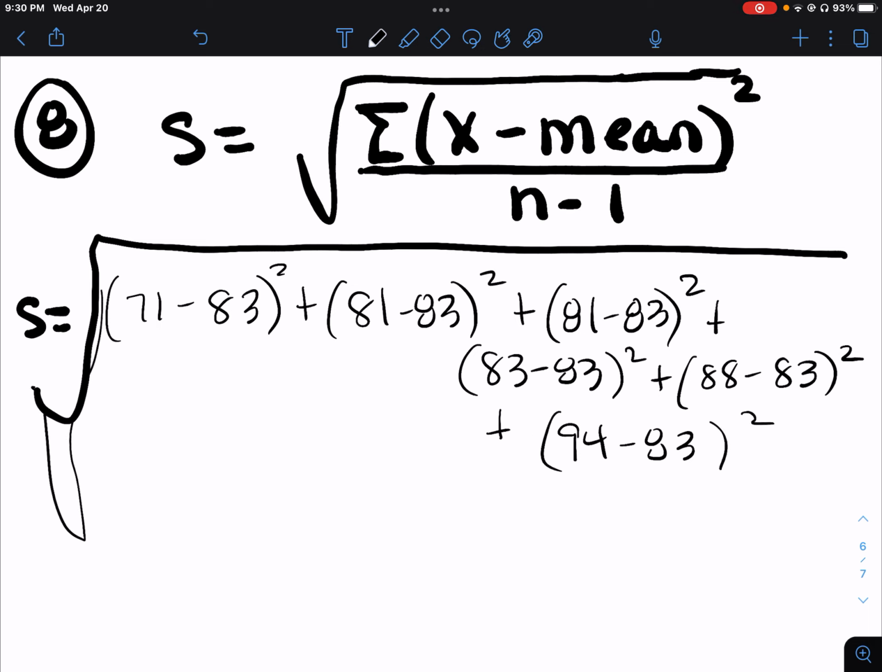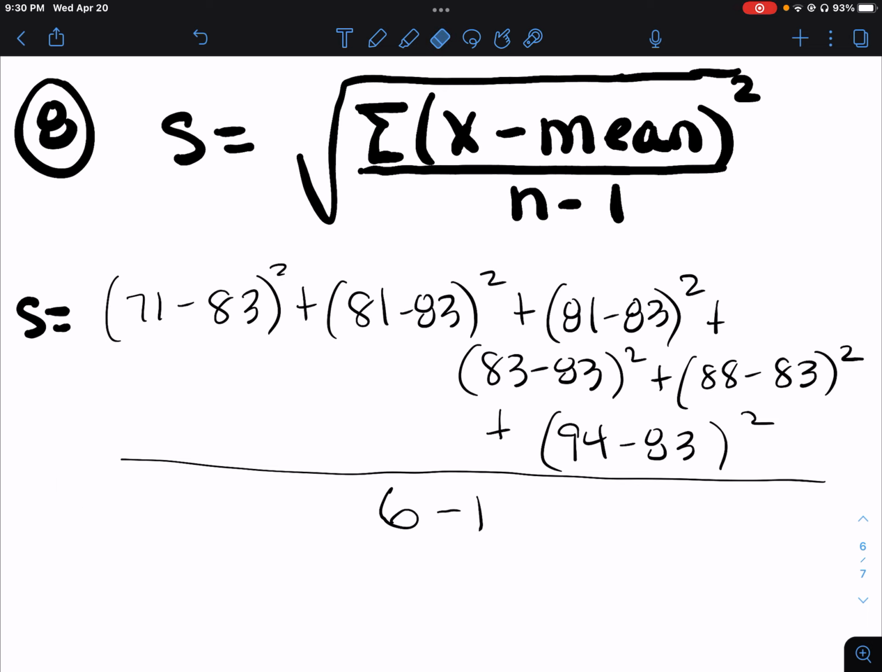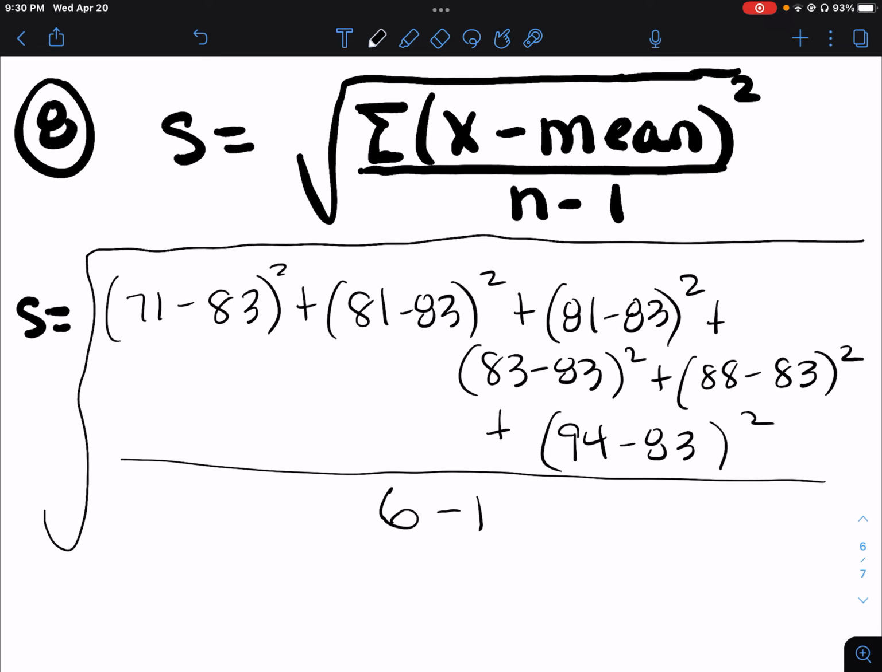Okay, this whole thing is our square root, and it's all over n minus 1. N means there were 6 numbers and minus 1. Okay, so I need to do all those subtractions. I'm just going to make that square root symbol go over that whole thing. Okay, so I need to do each of those subtractions.